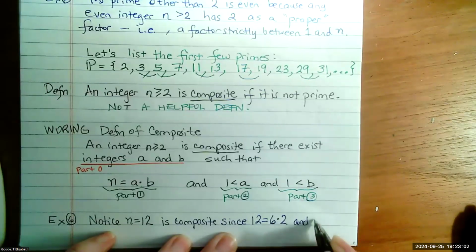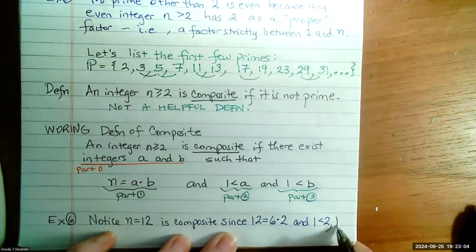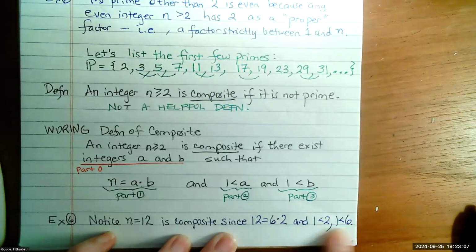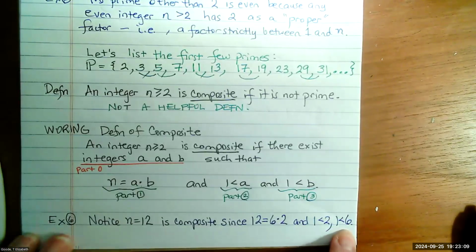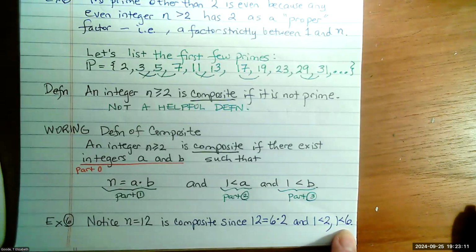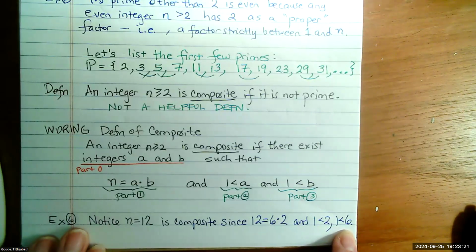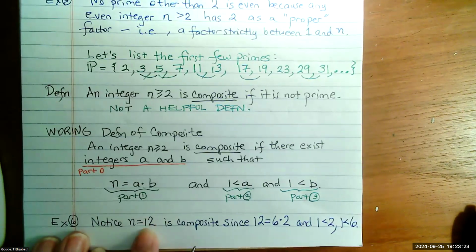And of course, 1 is less than 2 and 1 is less than 6. These are both proper factors. And clearly they're integers. You really don't even have to say they're integers. We know those are integers. Okay. Now, that's a super easy example because n equals 12 is just a number, right? And it could not be easier.